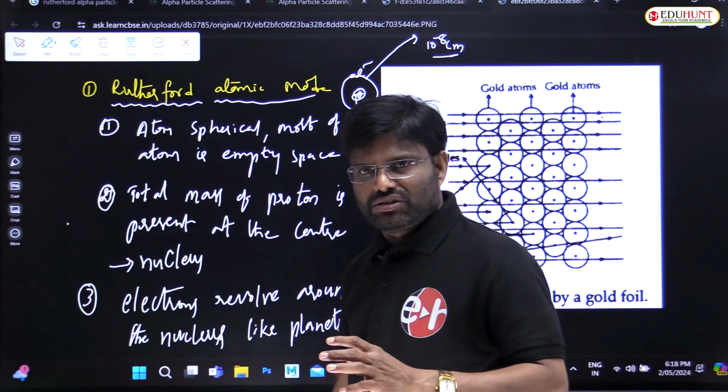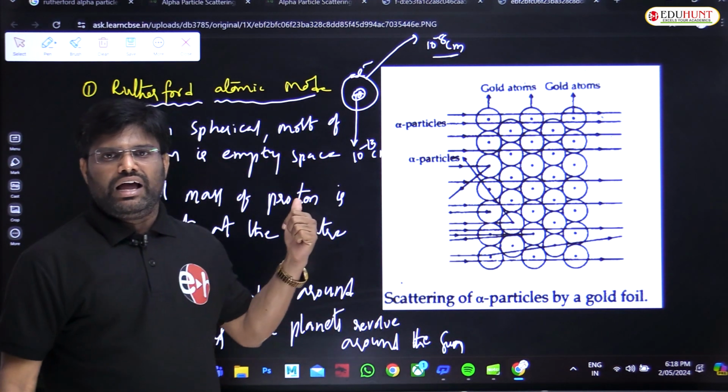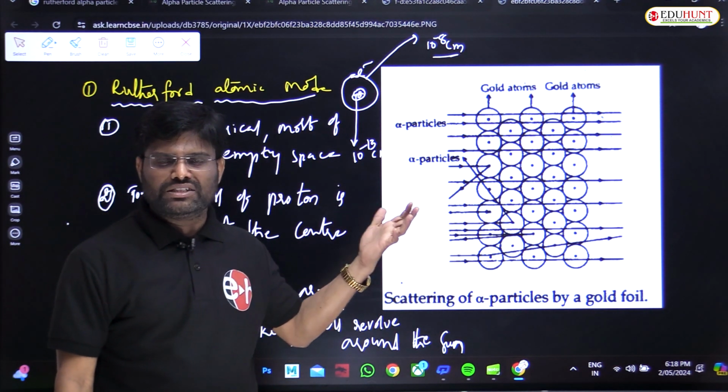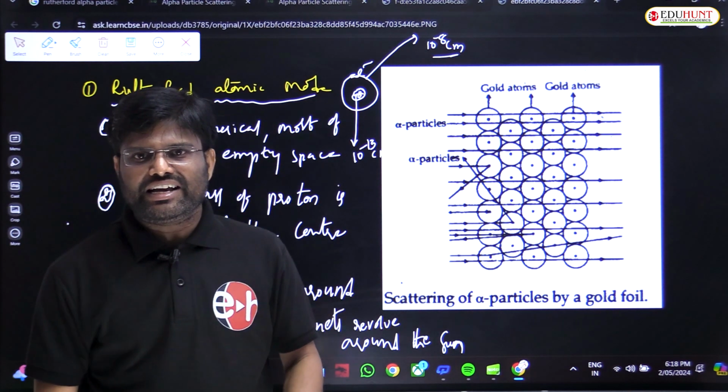So these are the 4 points given by Rutherford in his atomic model, that is called as Rutherford atomic model, by using the alpha ray scattering experiment.